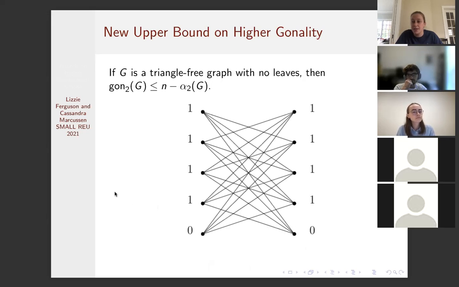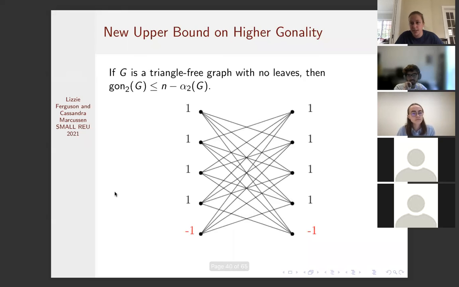And we're going to construct a divisor by essentially putting zeros on this independent set and then 1 chip everywhere else. And then we can go through some possibilities of what player B might do to show that our restrictions actually ensure that player A can win the gonality game.